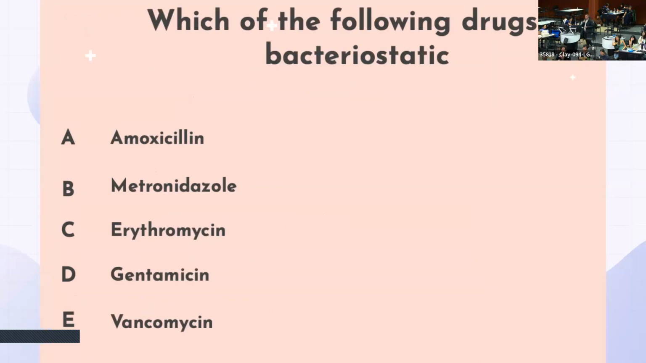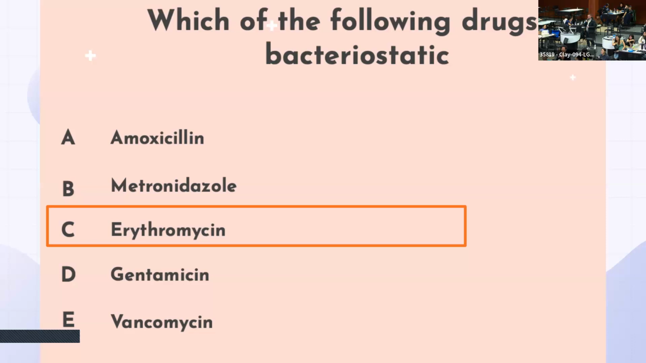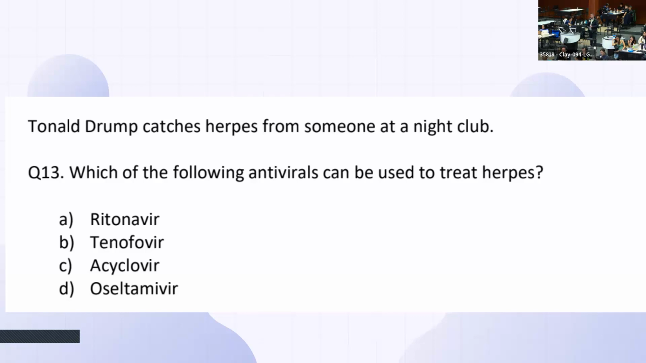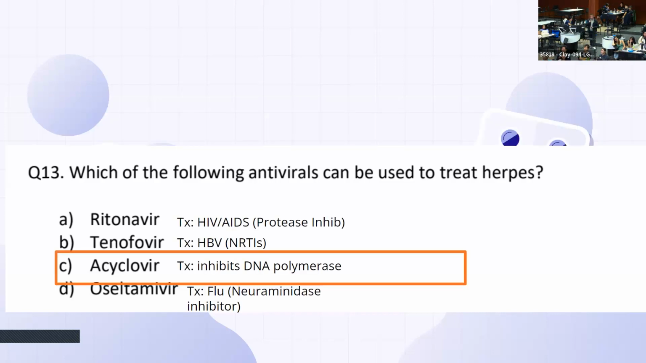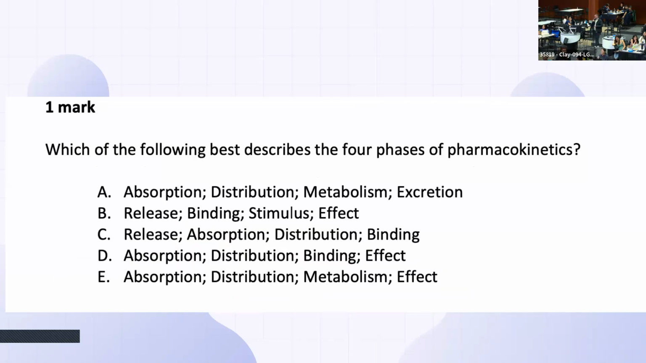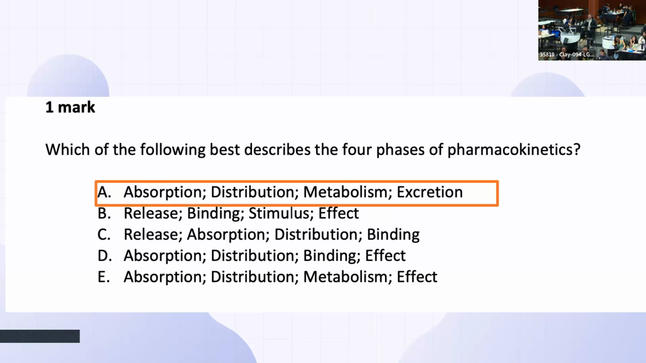The next one, which of the following drugs is bacteriostatic? It is our erythromycin. It's stopping protein synthesis. Yep, so acyclovir inhibits DNA polymerase, and the others I've given to you there, what their mechanisms of action are or what they treat. Which of the following, this is kind of an easy one, the 4 phases of pharmacokinetics in order, we know it's going to be A.